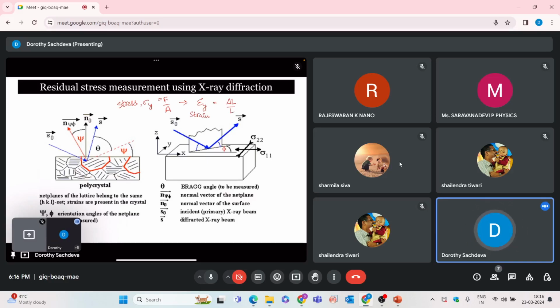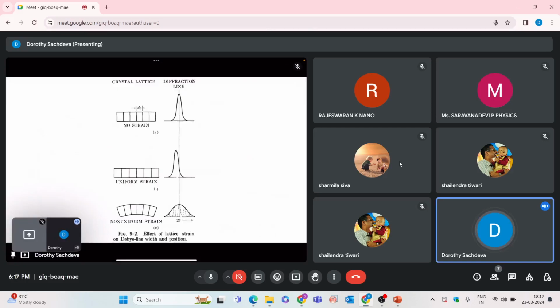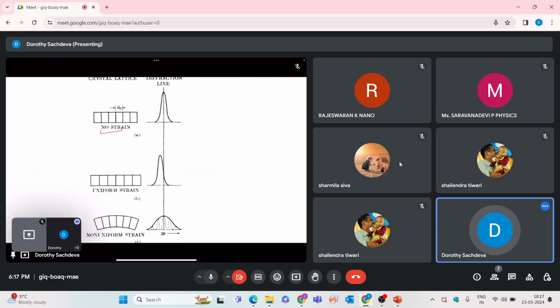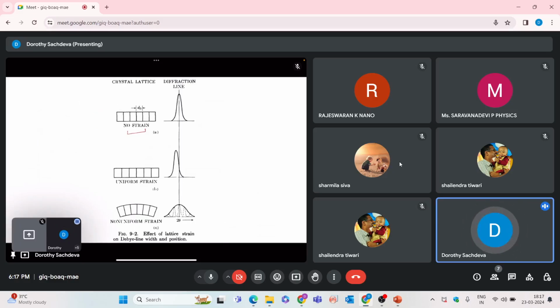And the relation between stress and strain is given by Hooke's law, which is sigma y equal to constant E into epsilon y. So this is your stress, this is your strain. Basically, the shifting of the peak represents how much strain is present in the system. If your crystallite has no strain at all, then it will have a perfect peak at the 2 theta value, just as shown in this figure.